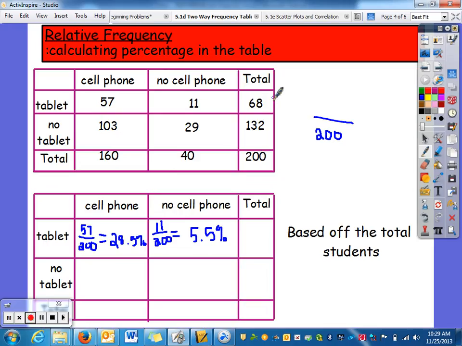And then I have my total, 68 here. And I'm going to take that over 200 to get 34%.